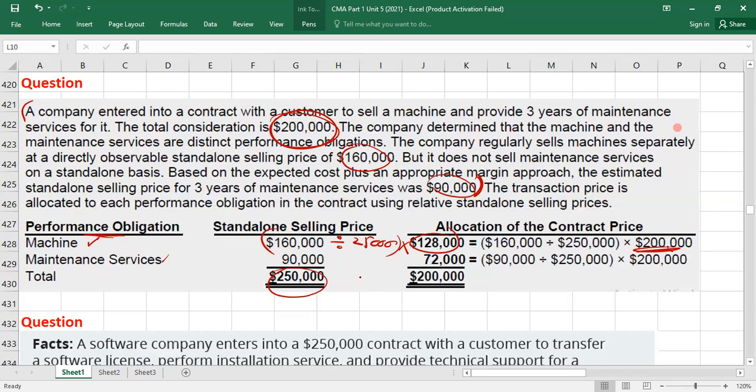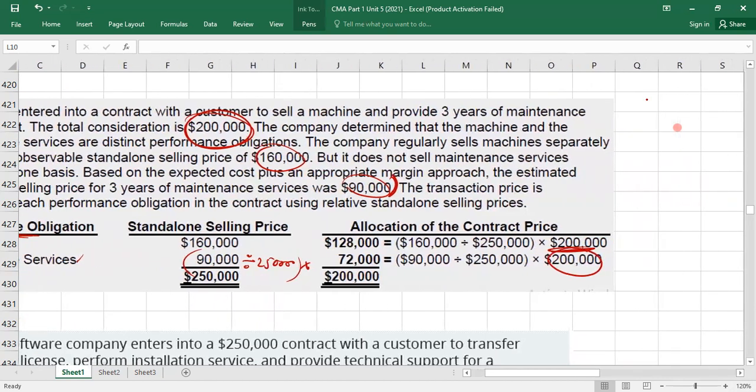Okay. So now I want to allocate to the second, the maintenance. What will I do? I will take 90,000 divided by total. How much is the total? 250. And I will multiply with how much? With 200,000, which was my transaction price. It means that for allocation, I'm taking the market value of the product divided by total market value and multiplying by the transaction price. So this will give me the allocated transaction price. Understood?